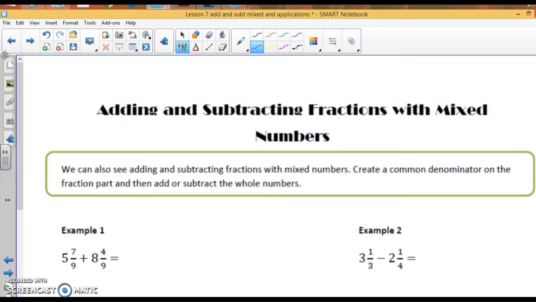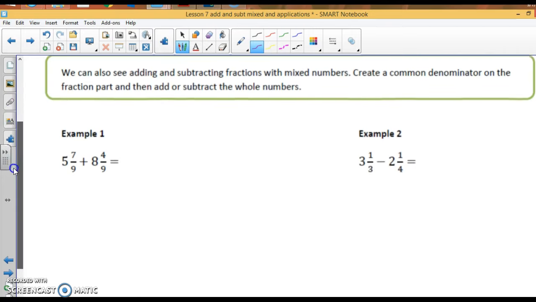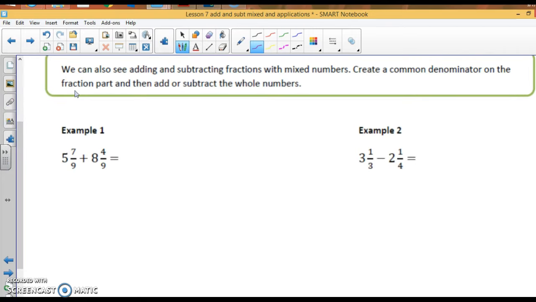All right. We did adding and subtracting fractions yesterday. Today we're doing adding and subtracting mixed numbers. Now, with a mixed number, you still need to find a common denominator. You do not need to change these to improper fractions. This is actually a pretty easy one: 5 and 7 ninths plus 8 and 4 ninths. Why is it easy? Because we already have a common denominator. 5 plus 8 is 13. 7 ninths plus 4 ninths is 11 ninths.